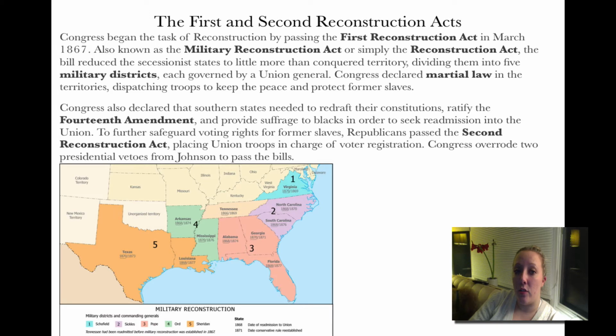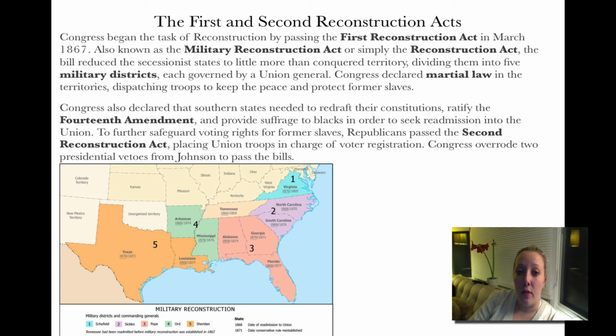Congress began the task of Reconstruction by passing the first Reconstruction Act in March 1867, also known as the Military Reconstruction Act, or simply the Reconstruction Act. The bill reduced the secessionist states to little more than conquered territory, dividing them into 5 military districts, each governed by a Union general. Congress declared martial law in the territories, dispatching troops to keep the peace and protect former slaves. Congress also declared that Southern states needed to redraft their constitutions, ratify the 14th Amendment, and provide suffrage to blacks in order to seek readmission into the Union.